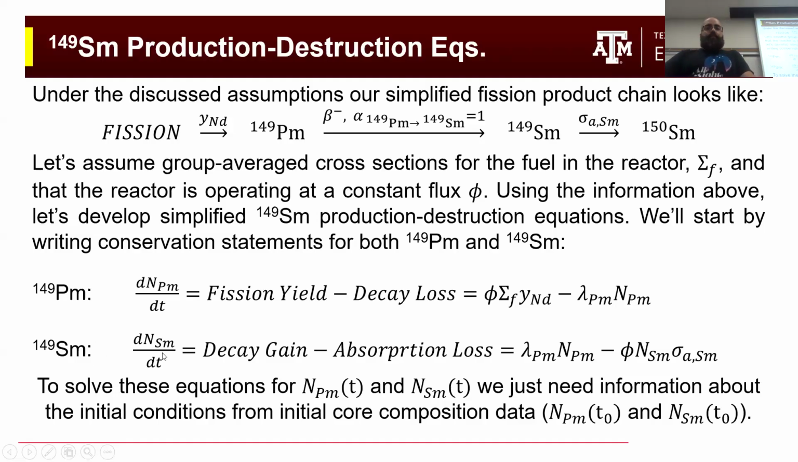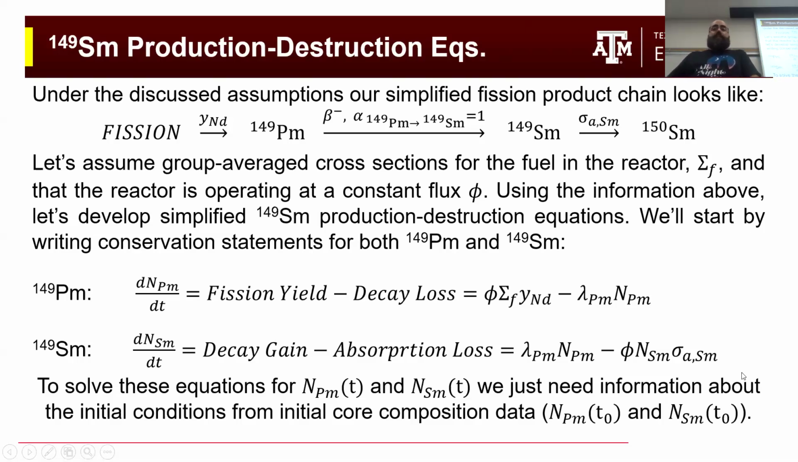And then for samarium-149, its change rate is its gain rate minus its loss rate. Samarium is produced every time promethium decays. So the gain for samarium looks like the decay rate for promethium. And the only way that samarium is lost is by absorbing a neutron. So this right here is the absorption rate density for samarium. And so these would be my governing differential equations.